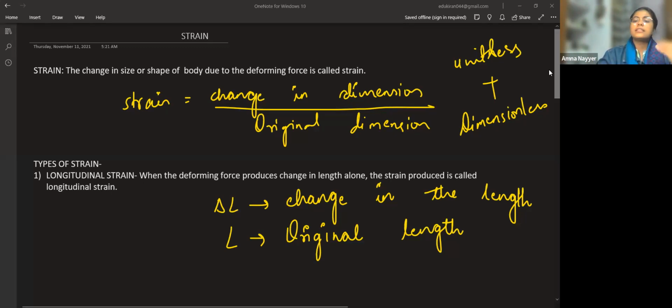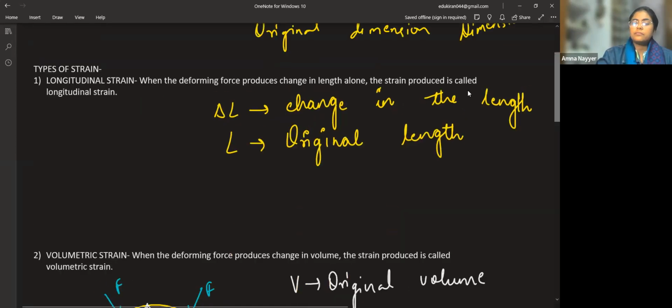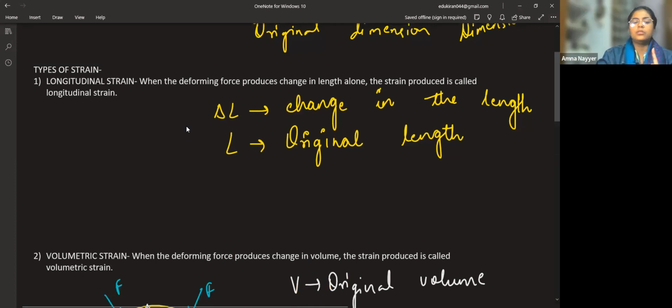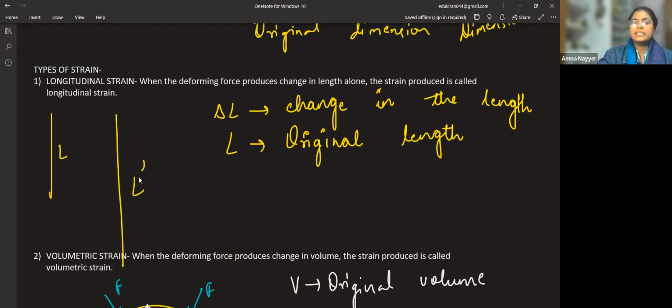Anyways, since there is not a single type of deformity, there are numerous deformities present, numerous stresses are there in your system, so different types of strain will also be there. Again, when there's a change in length only, suppose this was a rod of length L. It has increased its length to L dash. The change in the length that is produced is delta L.